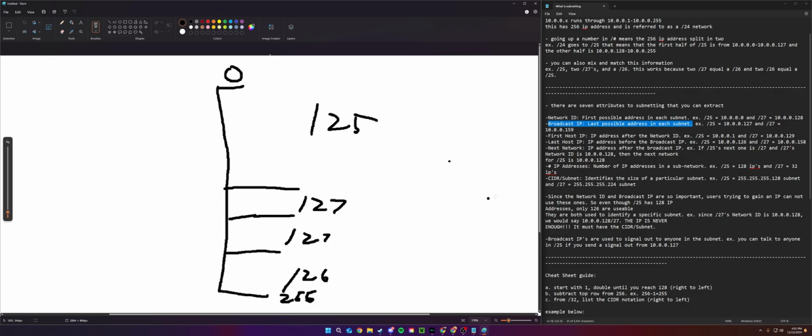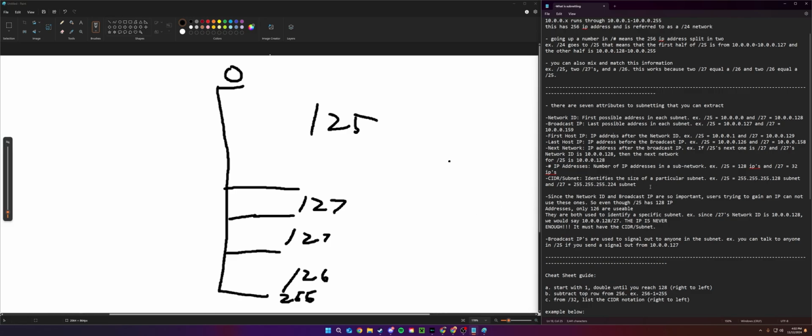Okay. So what is the first host IP? Well, the first host IP is the IP address after the network ID. So for /25, how it was 10.0.0.0, it'd be 10.0.0.1. For /27, it was 10.0.0.128, and the first host for that one would be 10.0.0.129.